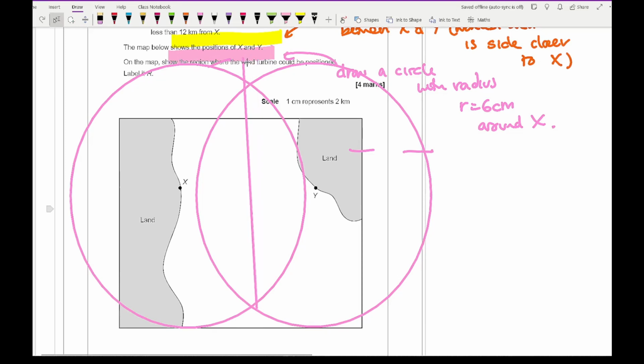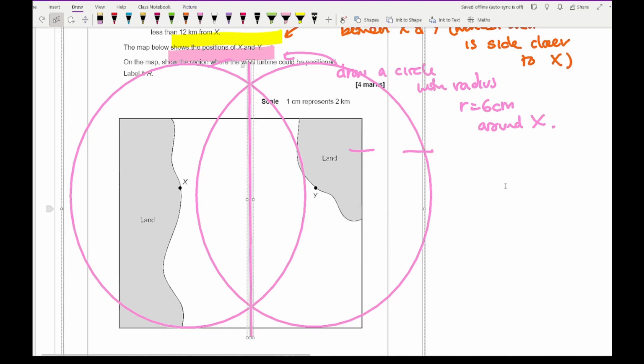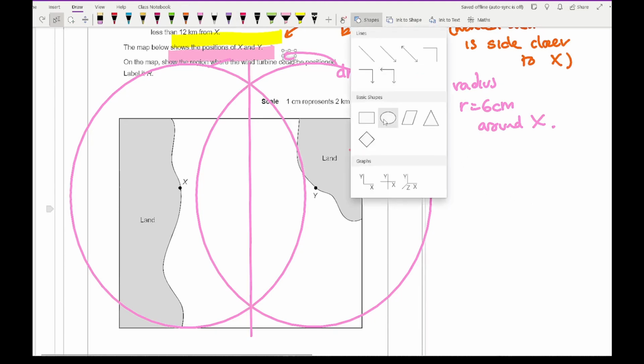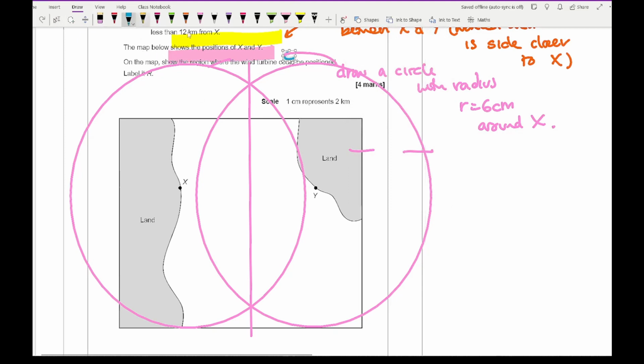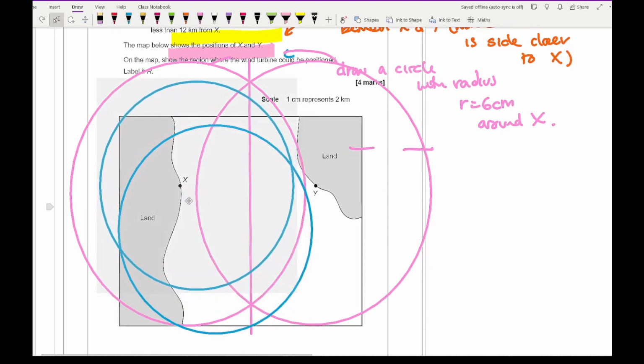Again, yours should be a lot more accurate because I'm not actually doing this, I'm kind of guessing where those centers are. So I know it's got to be on that side of the line. Then what I need to do is draw a circle that's got a radius of 5 centimeters. So let's just assume that's my circle there.